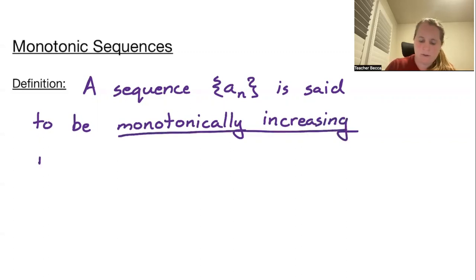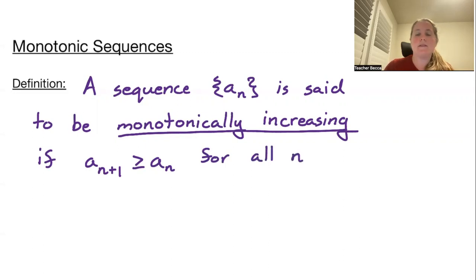So if a sub n plus 1 is greater than or equal to a sub n for all n. And so the sequence never gets, the values never get smaller at any point in the sequence.